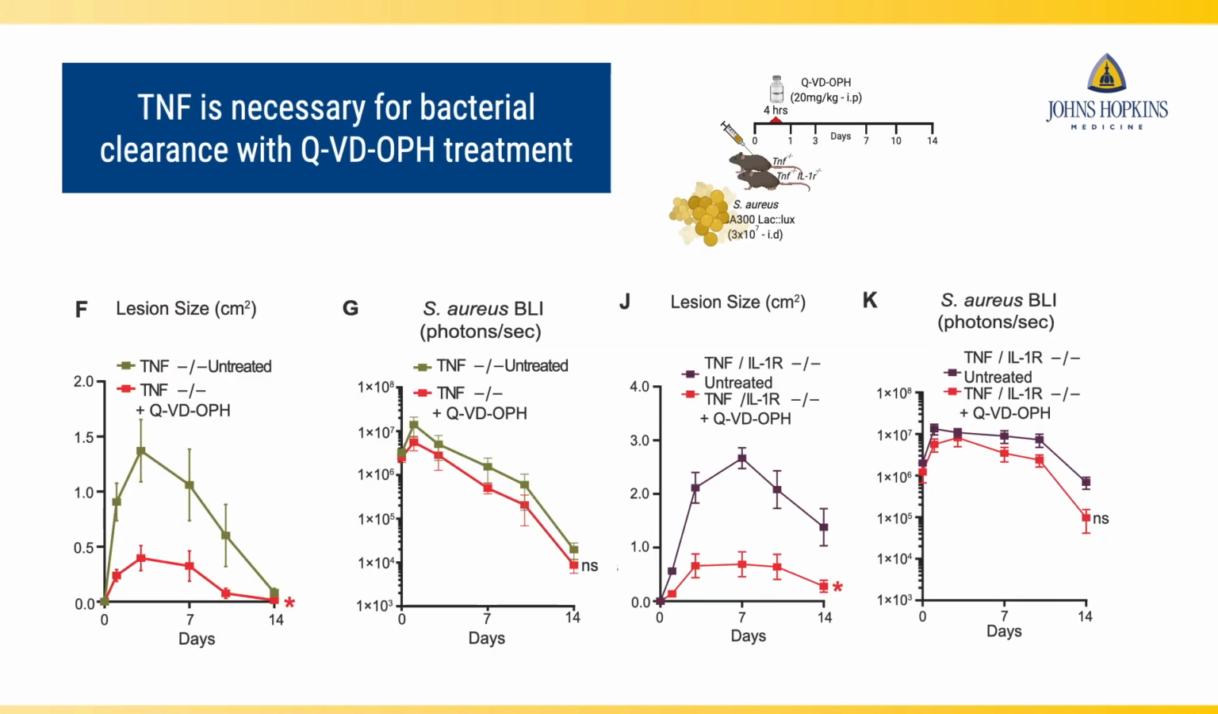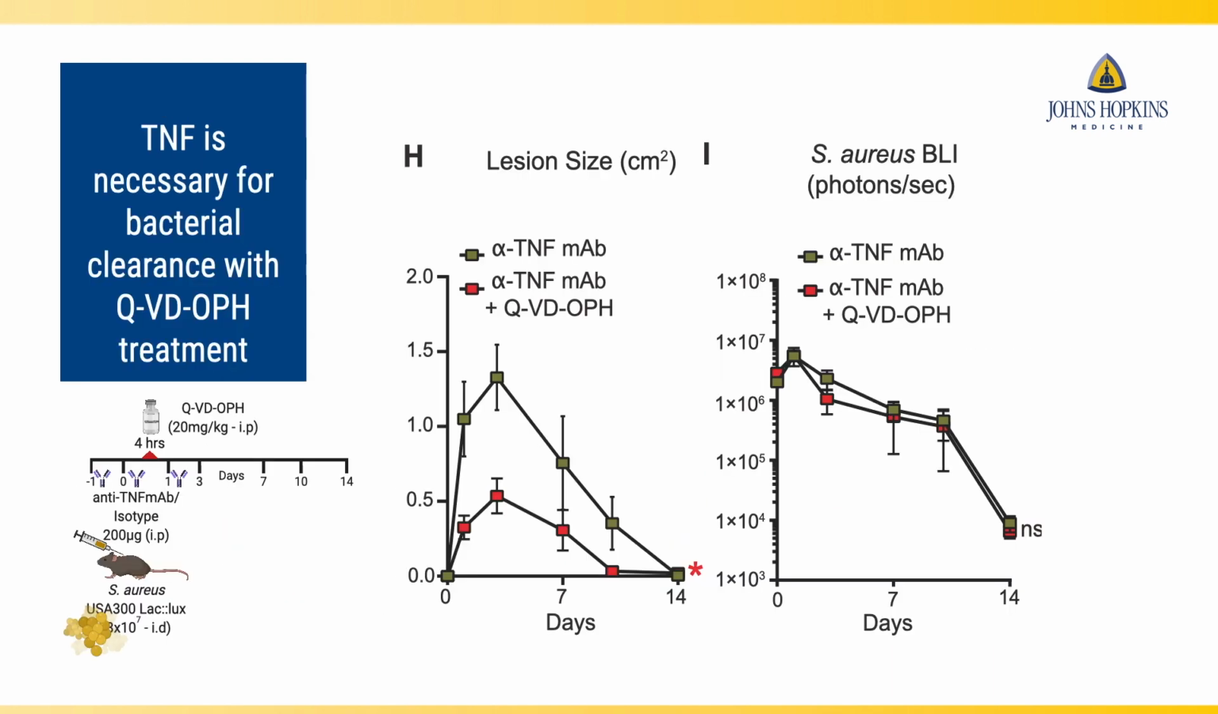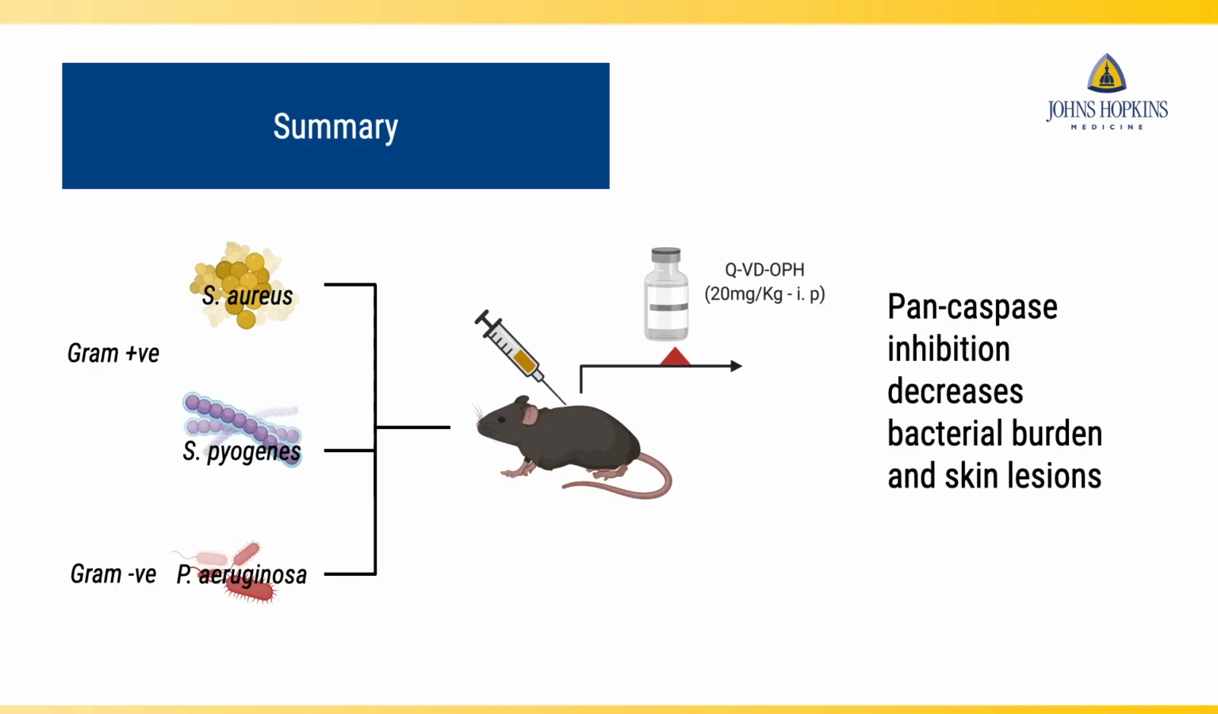So we treated mice that lacked TNF or the TNF receptor with the inhibitor. And interestingly, there was no therapeutic effect of Q-VD-OPH, especially in the bacterial clearance of Staph aureus in mice that lacked TNF, as shown in panels G and K. And to further confirm our results, we treated wild-type mice with anti-TNF antibodies and observed similar results, where the inhibitor Q-VD-OPH did not have a therapeutic effect for the bacterial clearance, suggesting that TNF is necessary for the host response for bacterial clearance when the mice were treated with Q-VD-OPH.